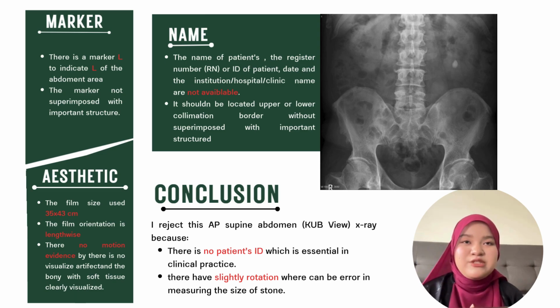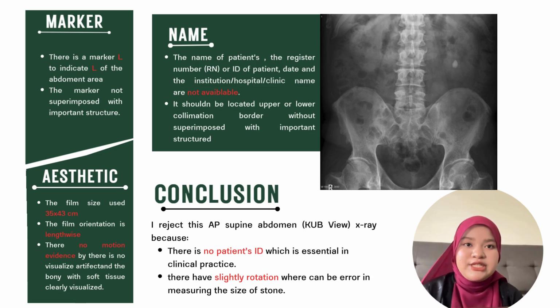Lastly, we have an N, which is the name. The patient's name and the register number, RN, or patient ID, date, and the institution, hospital, or clinic name are not visualized in this radiograph. The name should be located in the upper or lower part of the collimation border without being superimposed with important structure.